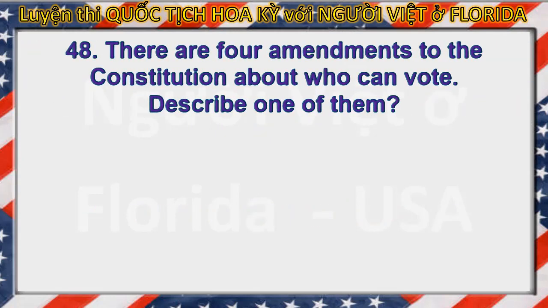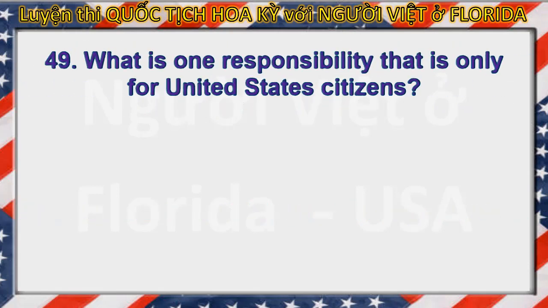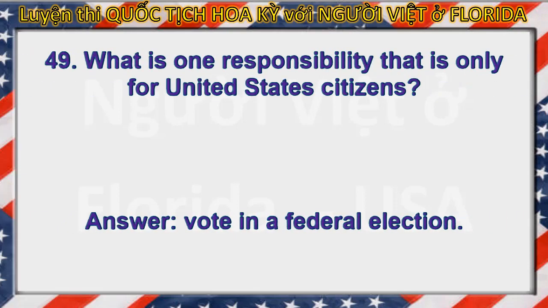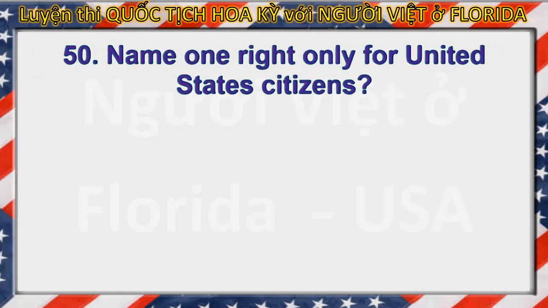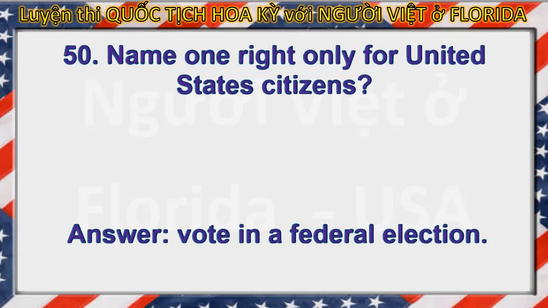There are 4 amendments to the Constitution about who can vote. Describe one of them. Citizens 18 and older can vote. What is one responsibility that is only for United States citizens? Vote in a federal election. Name one right only for United States citizens. Vote in a federal election.